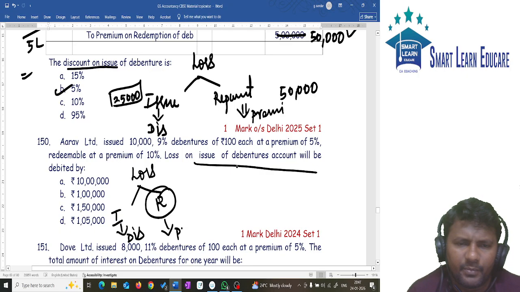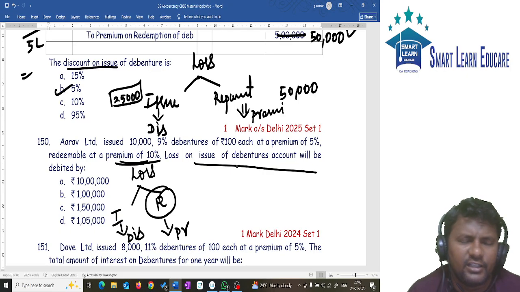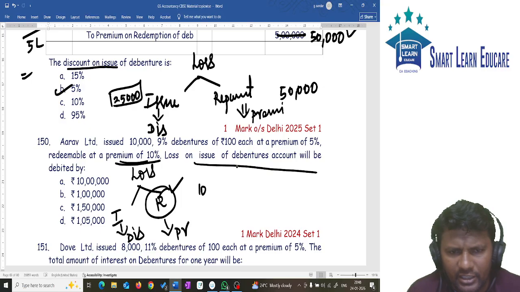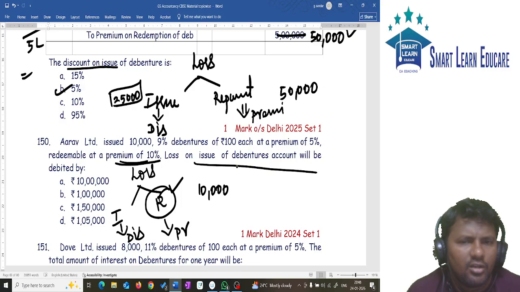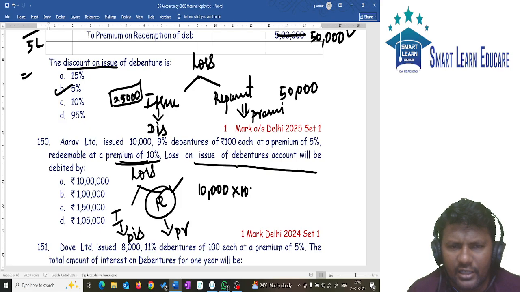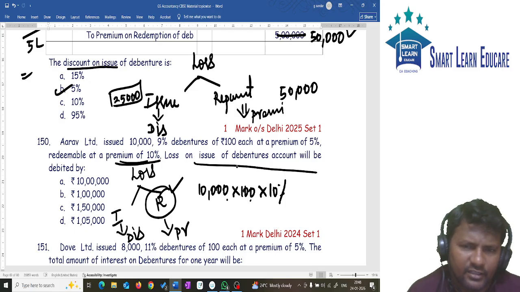When you repay it at premium. Here the repayment is redeemable at premium. Here there is a redemption at premium. Then only the second loss is there. What is the loss? 10,000 is the number of debentures, into face value it is 100. What is the premium percentage? 10%. For 10,000 into 100, 10 lakh. 10 lakh into 10% will give you 1 lakh.